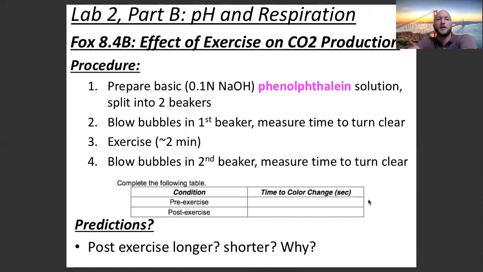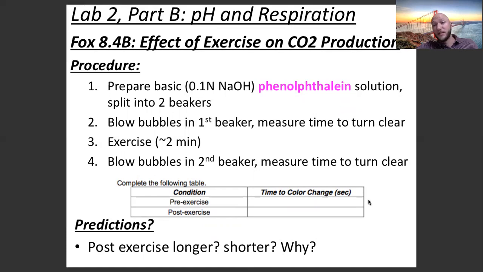So, the effect of exercise on CO2 production. This is the one where we had 2 beakers. In those beakers, we made a solution that was slightly basic, and we added phenolphthalein. Phenolphthalein is pink when we first start this experiment, and then we exhale into a straw, which blows air into the beaker until the solution changes color, and we measure the amount of time it takes to turn the solution from pink to clear.